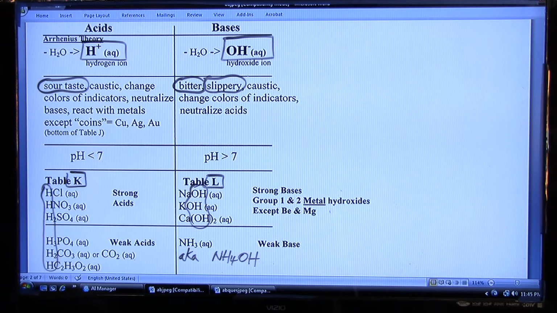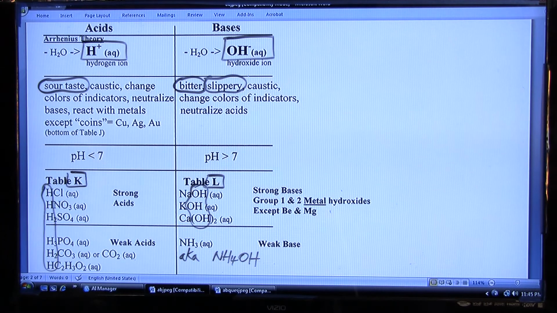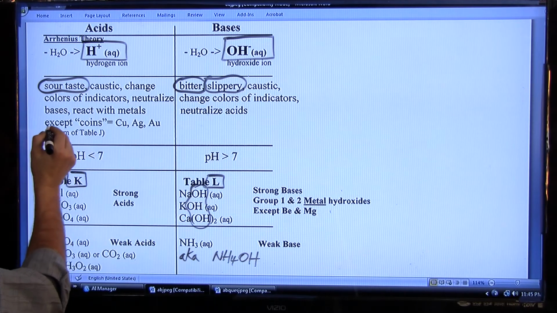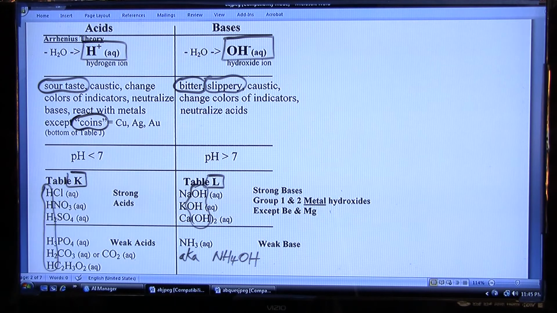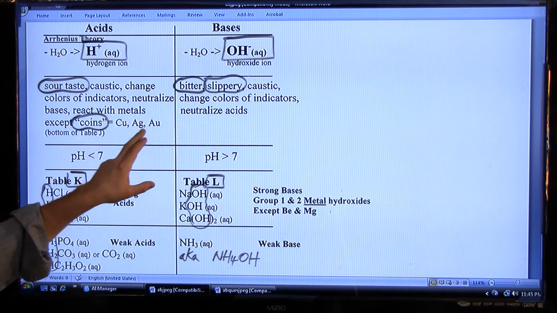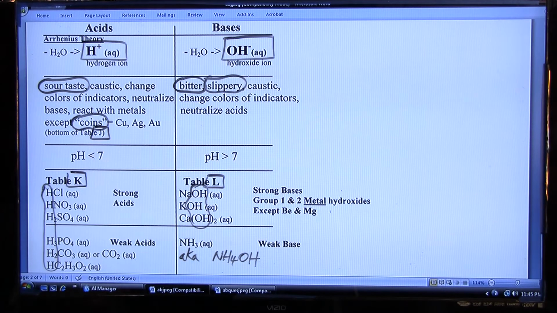And then as far as other properties that distinguish acids from bases, they change the colors of indicators. We'll talk about the indicators later. Most common being litmus and phenolphthalein. Acids react with metals, except coins. The coins meaning we used to make coins solely of copper, silver, and gold at one time. But you'll know which metals don't react by going to the bottom of table J. Table J is an activity table, but underneath H in table J, you'll see that copper, silver, and gold, the 3 bottom ones, do not react with acid.